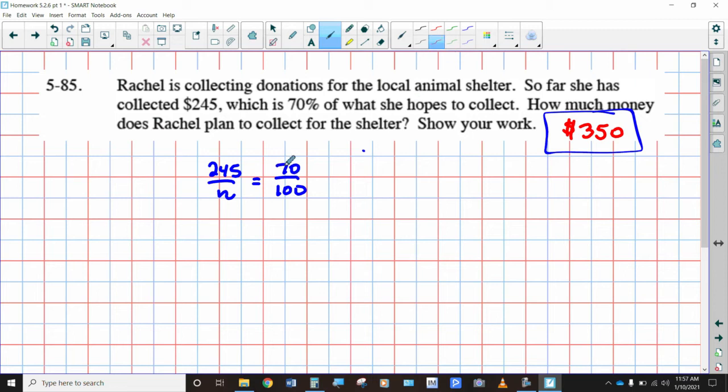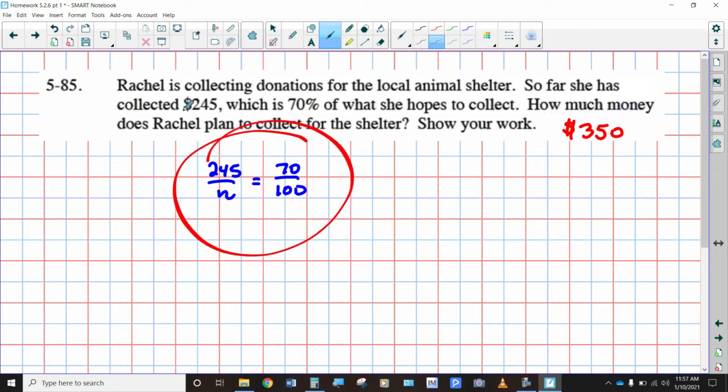If you did not realize that you could multiply times a giant one, or maybe you didn't want to because it wasn't obvious to you, then you could just cross multiply and you get 70 times your unknown quantity, which I wrote as n, is equal to 245 times 100, which is 24,500. And when you divide this by 70, you are going to get the same answer. Use your calculators, they are your friend, but the calculator can't tell you what numbers to multiply and what numbers to divide by. So we need to make sure that we understand the basics of how to take information from a percent problem and plug it into the percent proportion.